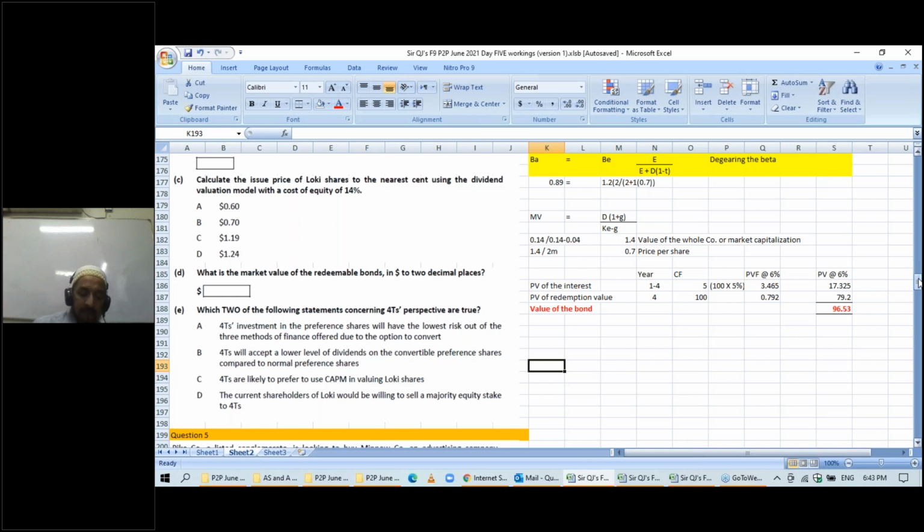And secondly, C is also correct. 4T are likely to prefer to use CAPM in valuing Loki shares. So the cost of equity should be calculated using the CAPM rather than the dividend growth model. And A and D are not correct according to the story given in the question. So the correct answer is B and C.